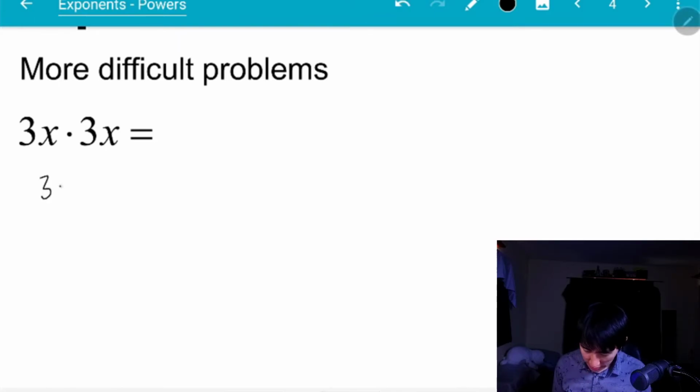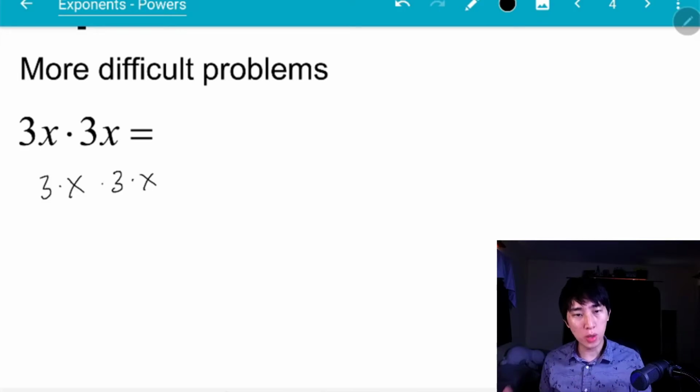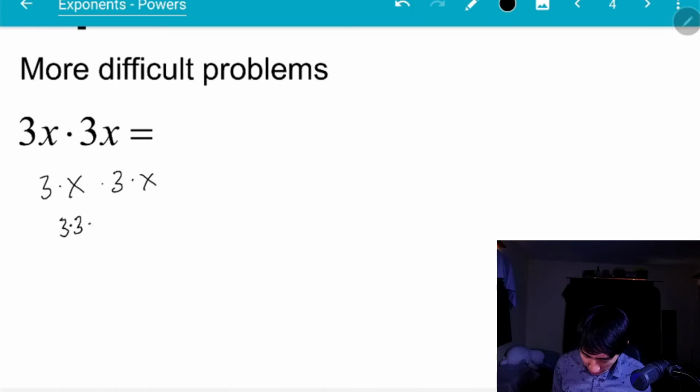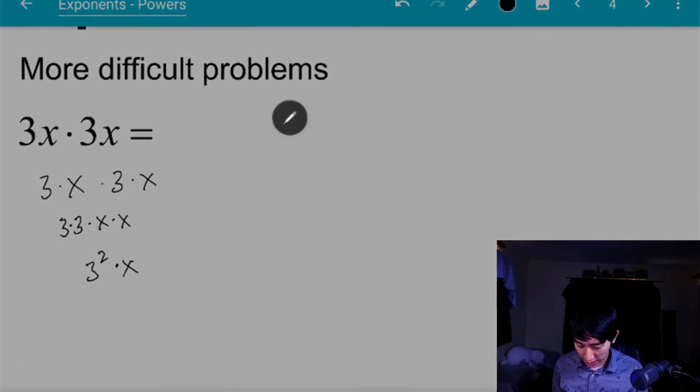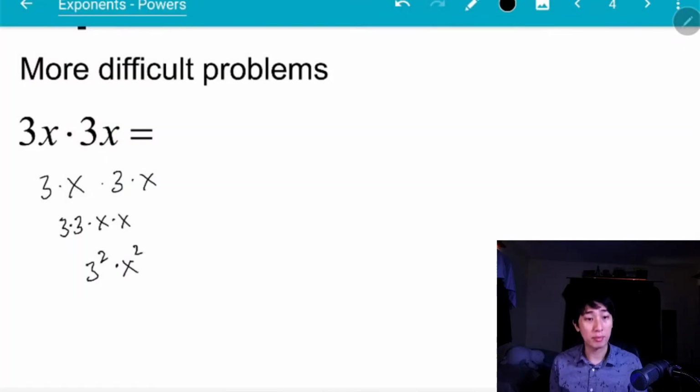So we can rewrite this as 3 times x times 3 times x, because again, our coefficients are just multiplying the variable. Now, from here, one thing you can do, if you remember, is the commutative property of multiplication. You can move things around in multiplication, so you can rearrange it as 3 times 3 times x times x, and it's really nicely like problems we've done before. So in exponential notation, this is 3 squared, or 3 to the second power, times x squared, or x to the second power. This is kind of how we can write it.